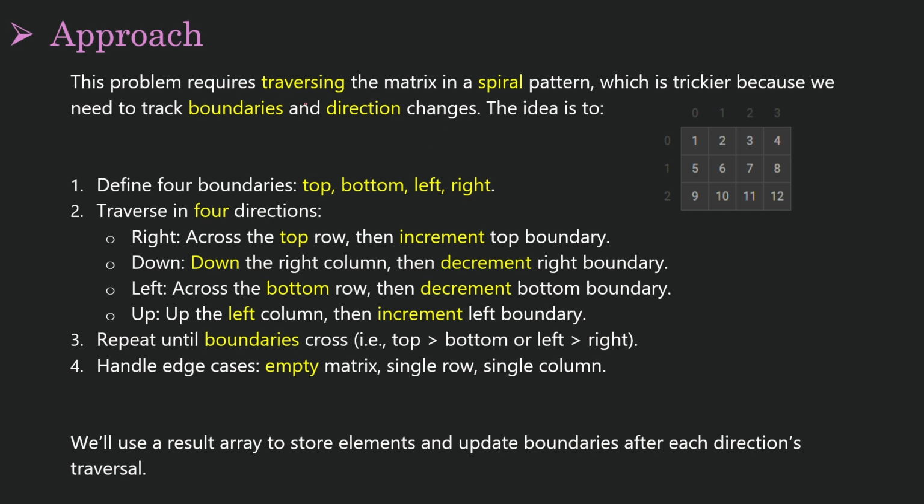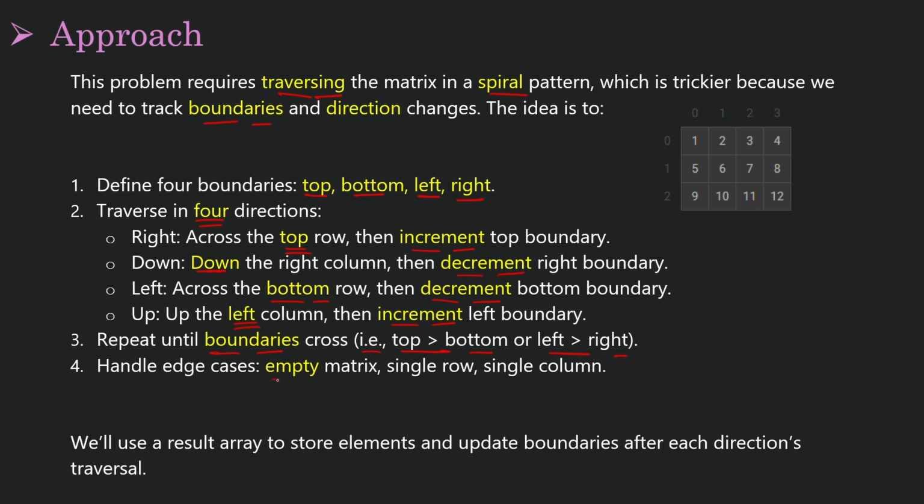Approach. This problem requires traversing the matrix in a spiral pattern, which is trickier because we need to track boundaries and direction changes. The idea is to define 4 boundaries: top, bottom, left, right. Traverse in 4 directions: right, across the top row, then increment top boundary; down the right column, then decrement right boundary; left, across the bottom row, then decrement bottom boundary; up the left column, then increment left boundary.